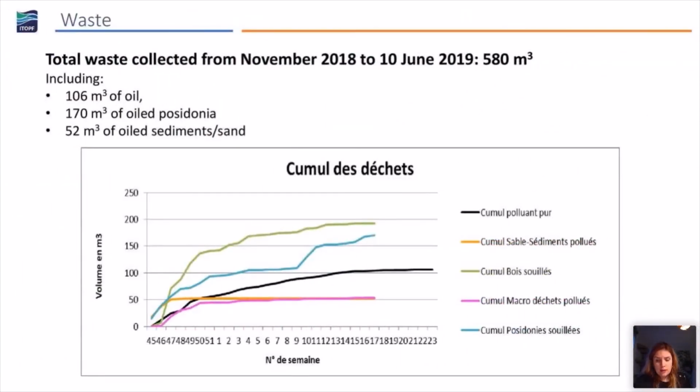In terms of waste, the cumulative total collected by the private company, Le Floc, was around 580 cubes of waste, and that included 52 cubes of oily sand and sediment, which is quite low, and shows really how efficient segregation and manual collection can be, and why it's important to use in situ techniques when possible. And then this waste was treated through different waste streams.